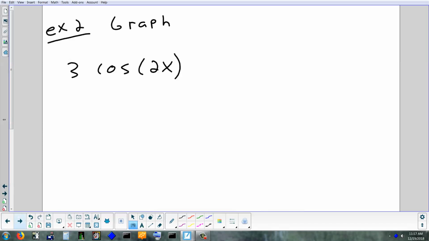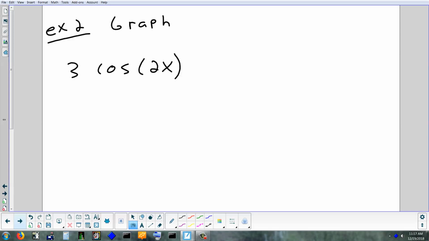Okay, let's look at this one. 3 cosine 2x. Okay, 2 transformations again. The 3 is going to do something. The 2 is going to do something else. Nate, can you tell me what each number there does? Well, 3 is going to be doing a vertical stretch. And the 2 is going to be a period change.